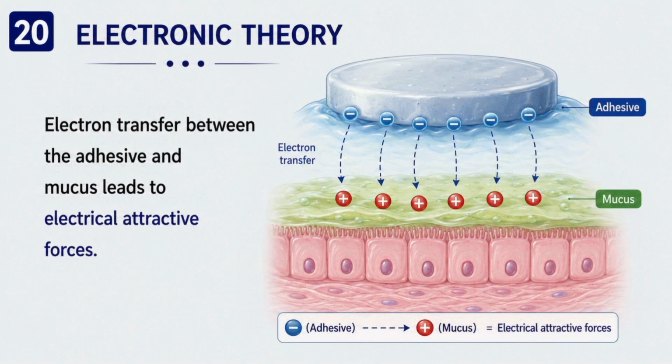Okay. Electronic theory. The electronic theory involves electron transfer between the two contacting surfaces. This may lead to the formation of an electrical double layer. Attractive electrostatic forces can then develop. Think about static electricity. Sometimes small pieces of paper are attracted to a charged object. In mucoadhesion, the concept is more molecular and complex. But the simple idea is an electrical attraction between the interacting surfaces here. The keyword is electrostatic attraction.